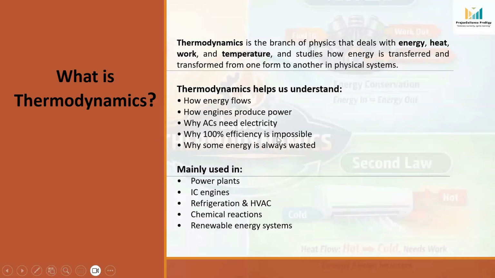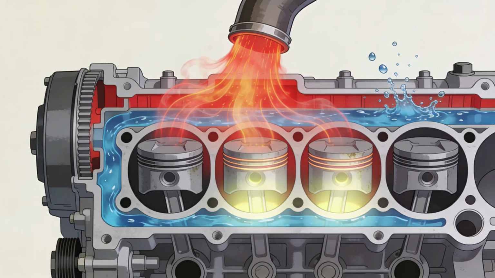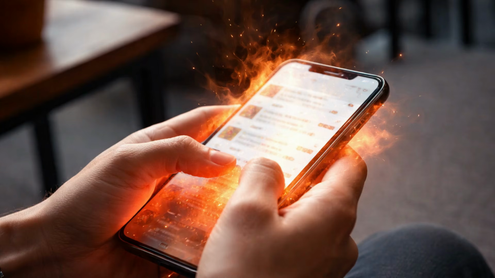Now comes a very important point. No machine in the world is 100% efficient. In every engine, some energy is lost through exhaust gases, some through cooling water, and some due to friction. So thermodynamics explains why some energy is always wasted. Even your mobile phone proves this. When you use it, the phone becomes warm. That heat is energy loss.